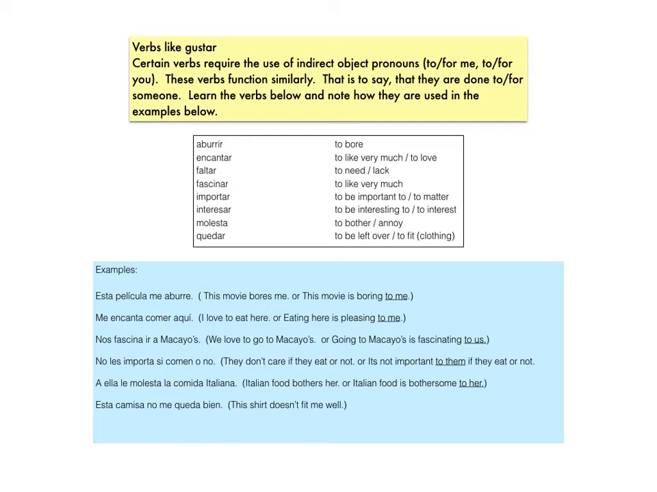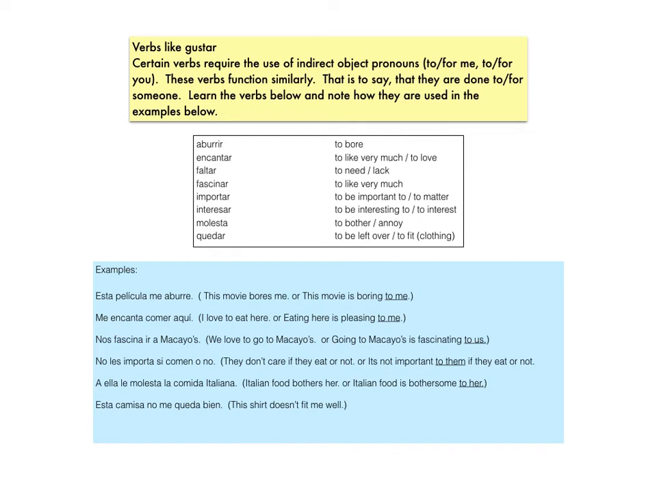Me encanta comer aquí. Okay, in English I love to eat here, but more directly translated from the Spanish would be eating here is pleasing to me. Okay, the next example, nos fascina ir a Macayos. Okay, so we love to go to Macayos, or a more literal translation would be going to Macayos is fascinating to us.